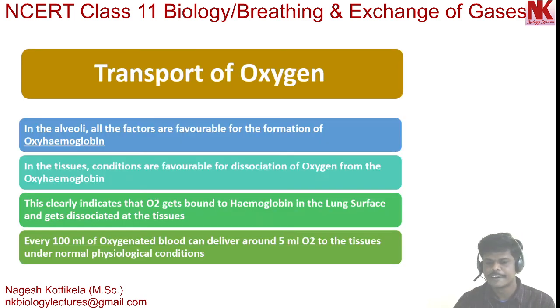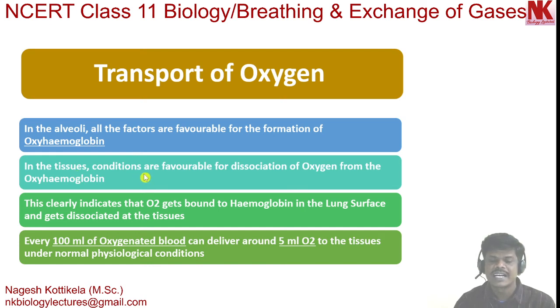After this, transport of oxygen. In the alveoli, all the factors are favorable for the formation of oxyhemoglobin. Here, the partial pressure of oxygen is very high in the alveoli, and the partial pressure of carbon dioxide is low, hydrogen ion concentration is low, temperature is low. So these are the different factors that are favorable for the formation of oxyhemoglobin.